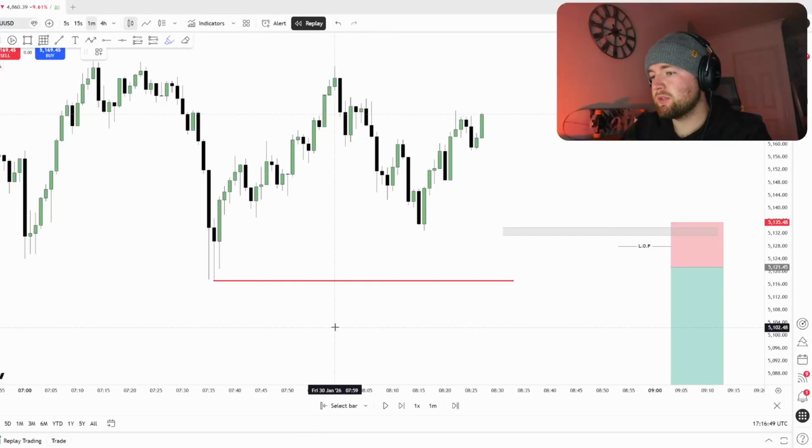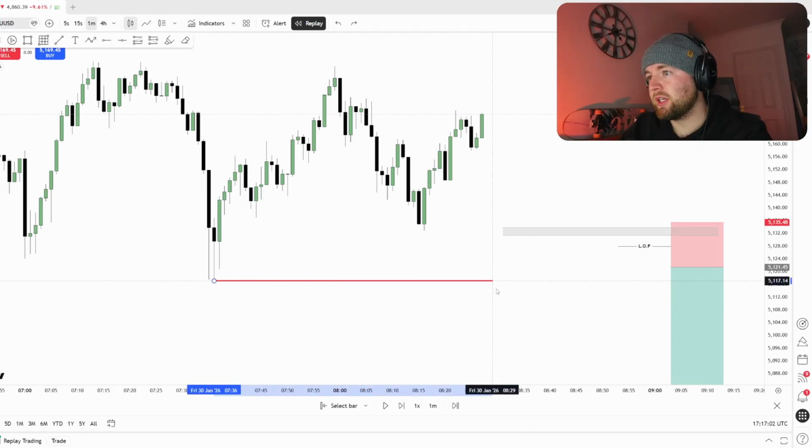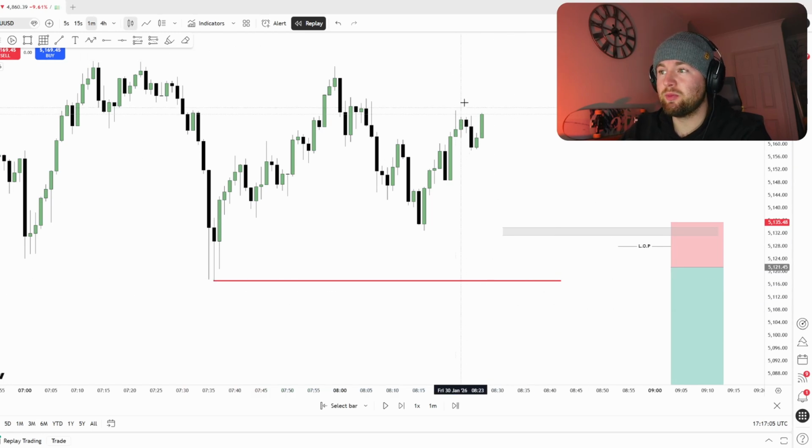Okay, so first things first, we are trading in London session for this setup. Market open was at 8 AM and the first thing I do is I mark out the last low before London open. And that low is right over here. So I will drag this over and wait for price to break this.